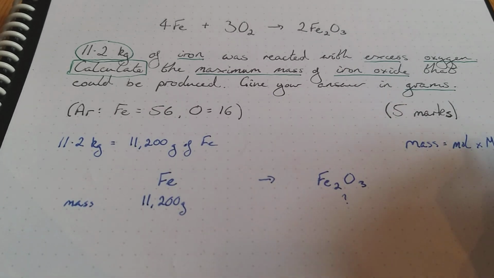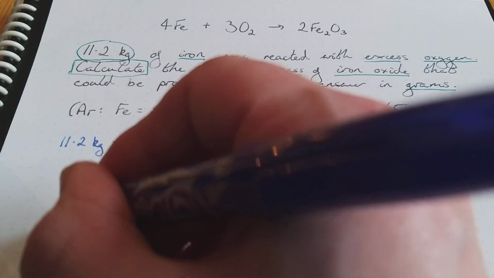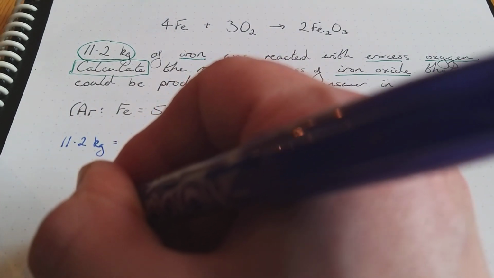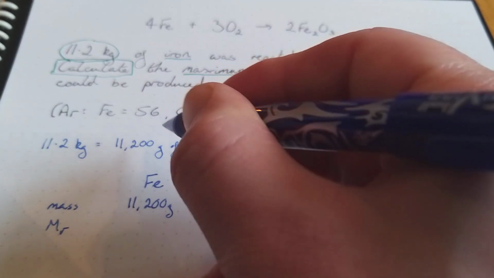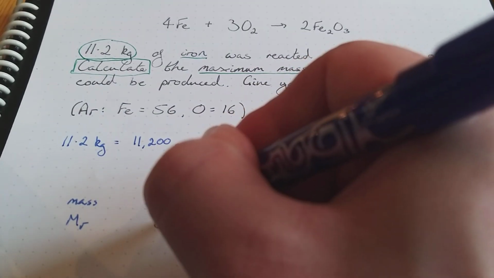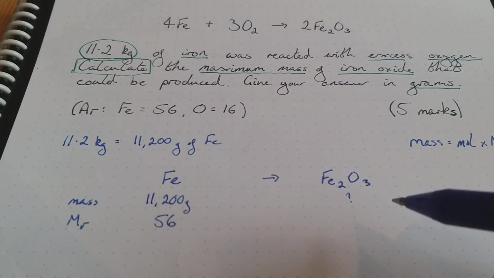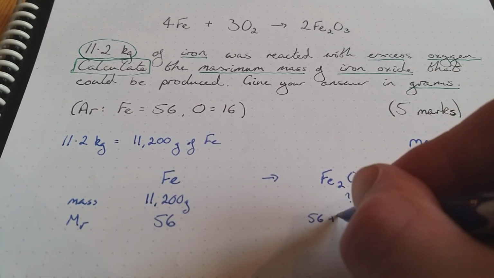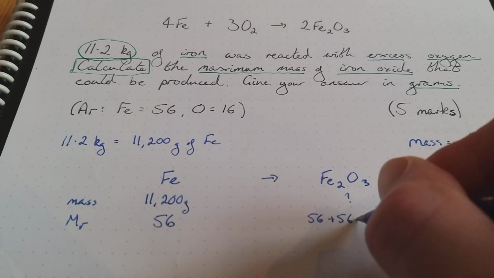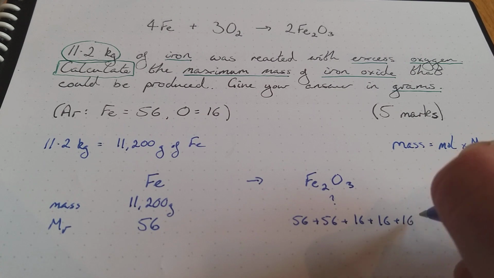But to do that, we need to know the MR, the relative formula mass, of both of these substances. So let's write that underneath our 2 substances. So MR, well, iron is just the atom by itself, so we just use the relative atomic mass, which is 56. For the iron oxide, we've got a little calculation that we need to do. We've got 2 lots of iron, so it'll be 56 plus 56. 3 lots of oxygen, so plus 16, plus 16, plus 16.